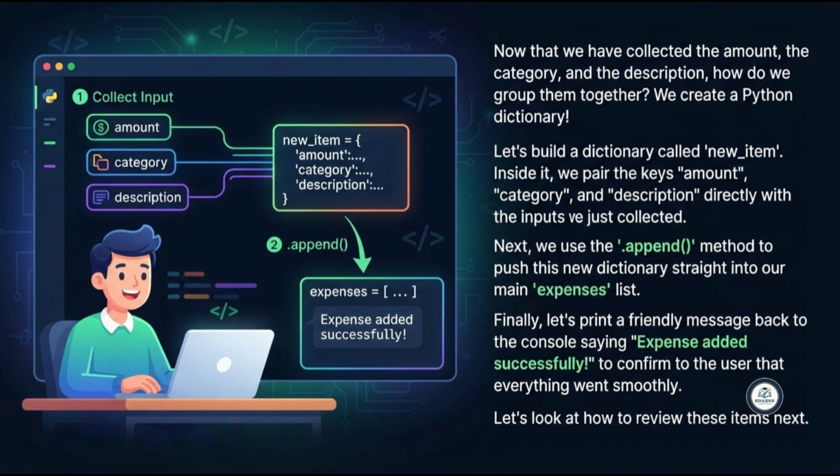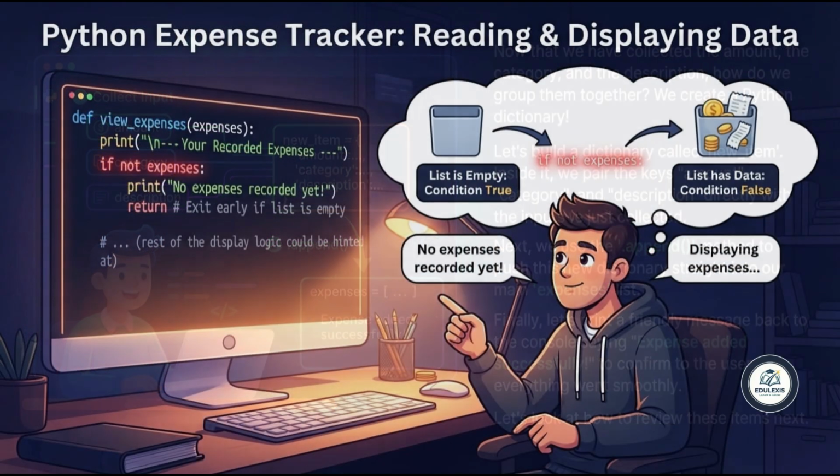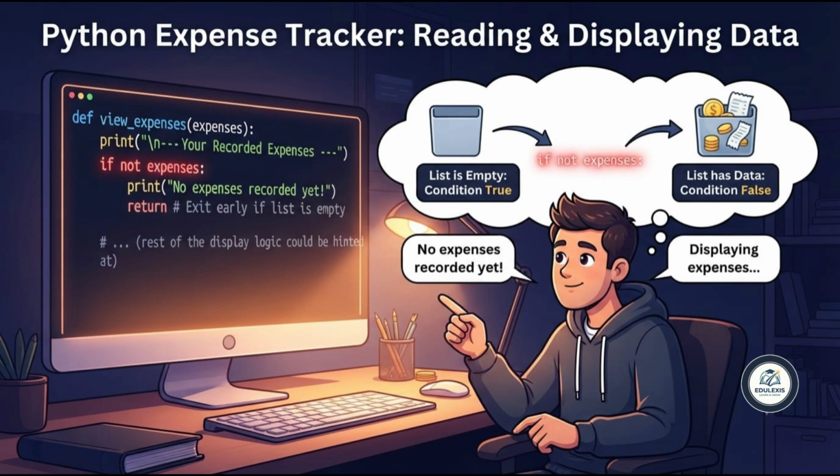Finally, let's print a friendly message back to the console saying expense added successfully to confirm to the user that everything went smoothly. Let's look at how to review these items next. The next vital step is allowing our users to read and display their tracked expenses.